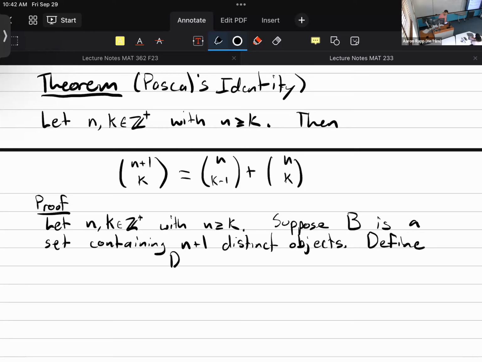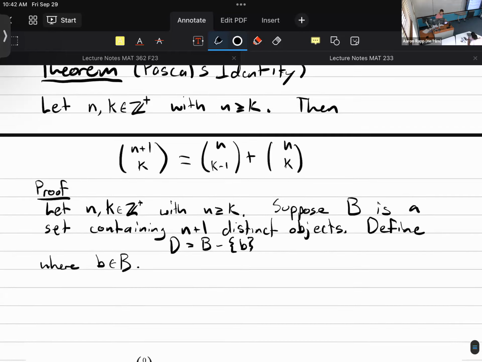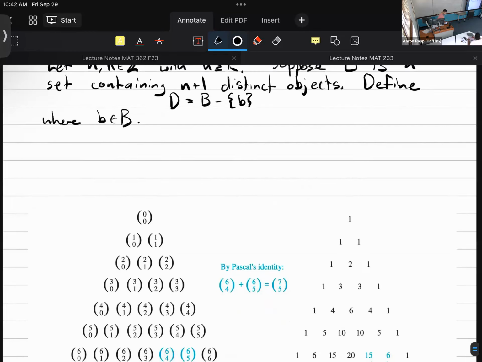And then we're going to define a set D to be that set B minus a particular element of B. So essentially, I'm setting this up to where I can make choices from n plus 1 objects, i.e. choices from the set B, or I can make choices from the set D, which has 1 less object. There's my Pascal's part.